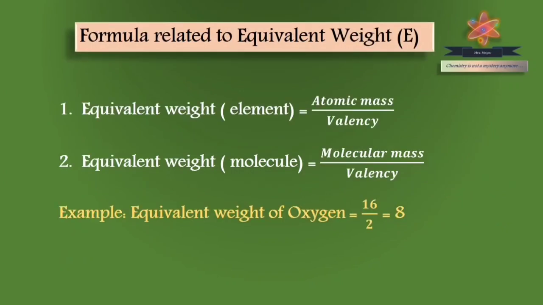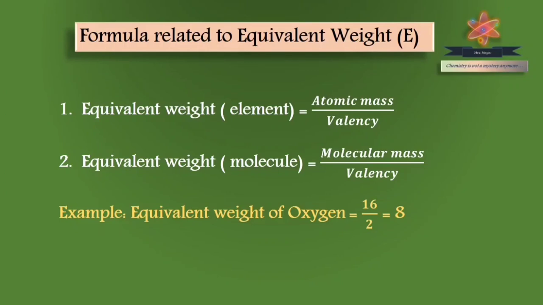Formula for equivalent weight. Equivalent weight of an element is equal to atomic mass divided by valency. Equivalent weight of a molecule is equal to molecular mass divided by valency.